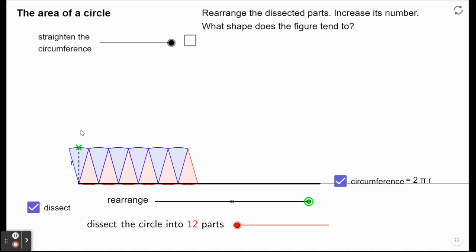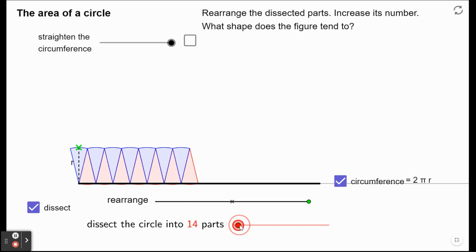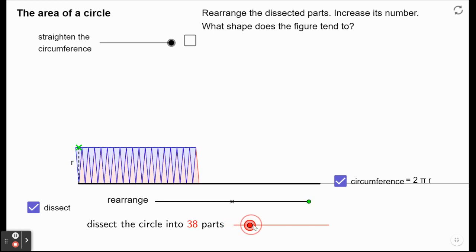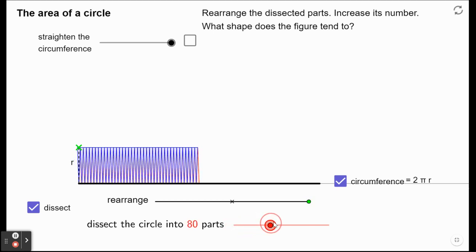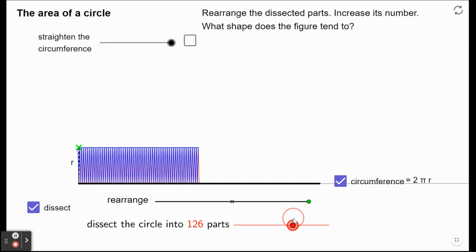Well, what is pi r times r? It's pi r squared. Now, at this point, it's technically not a parallelogram, right? It doesn't have straight edges. But watch what happens as I divide this thing into more and more and more pieces. Those edges start to straighten out.